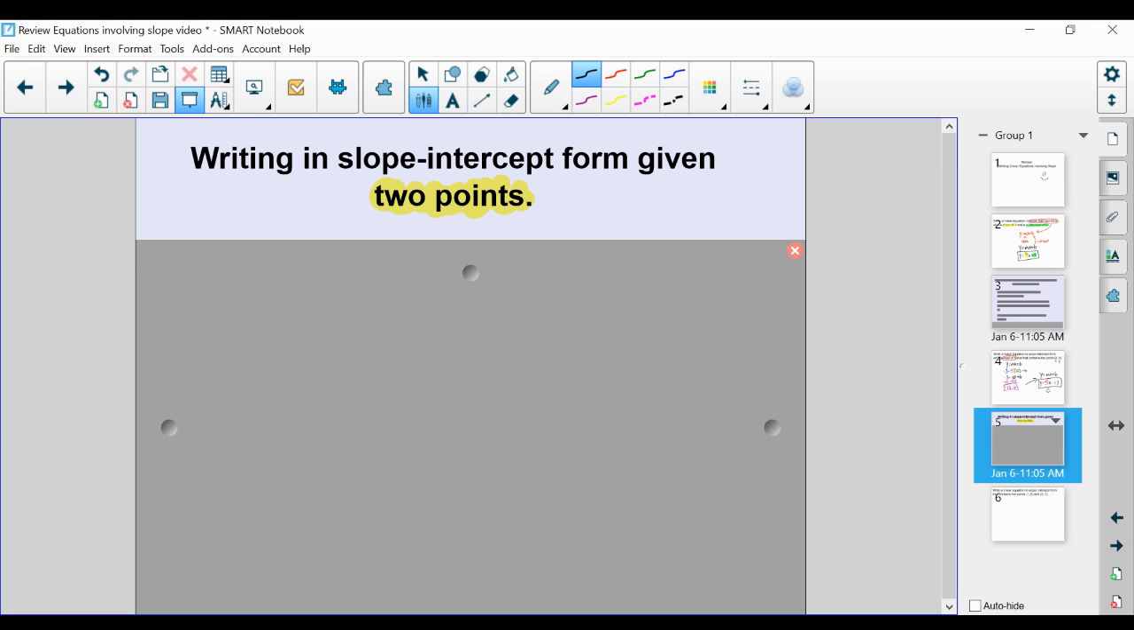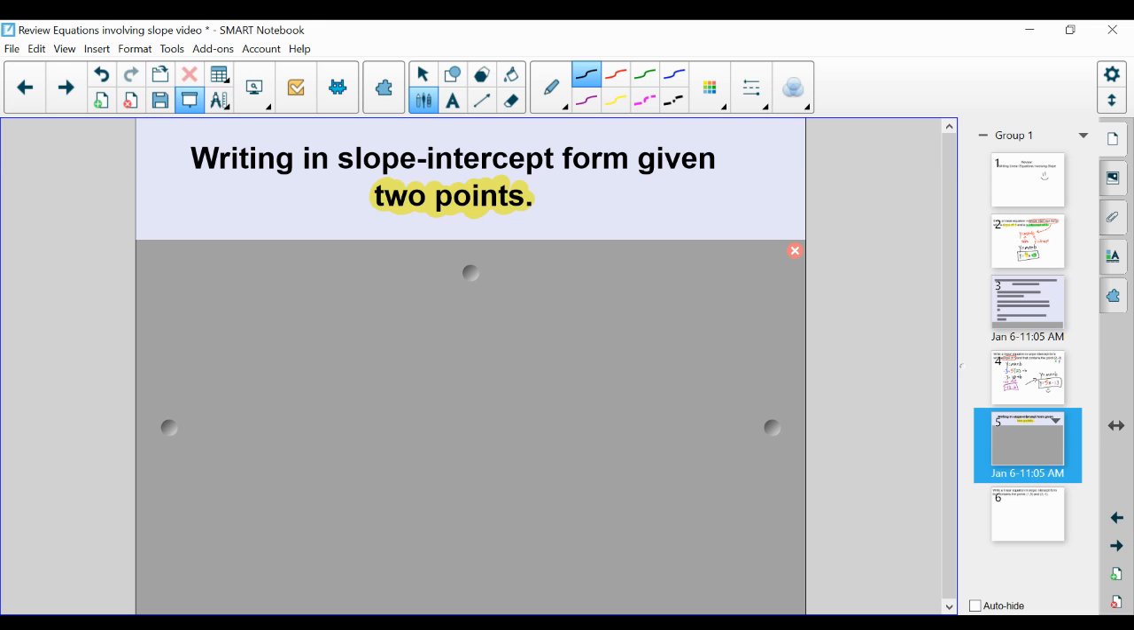Awesome. But now let's again review how to write in slope-intercept form if you're given 2 points. Again, these should be notes that you already have in your notebook, but if you don't, you should be copying them down now. So when you are writing in slope-intercept form given 2 points, it's slightly tweaked of the rules that we just used.